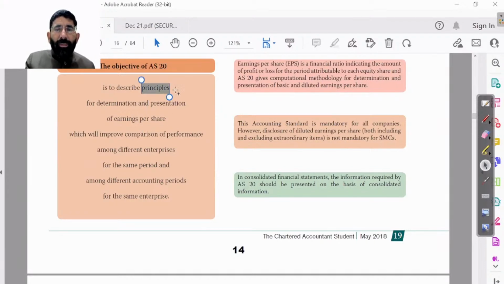This is to determine principles for determining and presenting EPS, which will improve comparison of performance among different enterprises for the same period and among different accounting periods for the same enterprise. This is just a comparison statement, just a ratio indicating the amount of profit or loss attributable to equity shareholders. And it is for determining and presenting basic and diluted EPS.